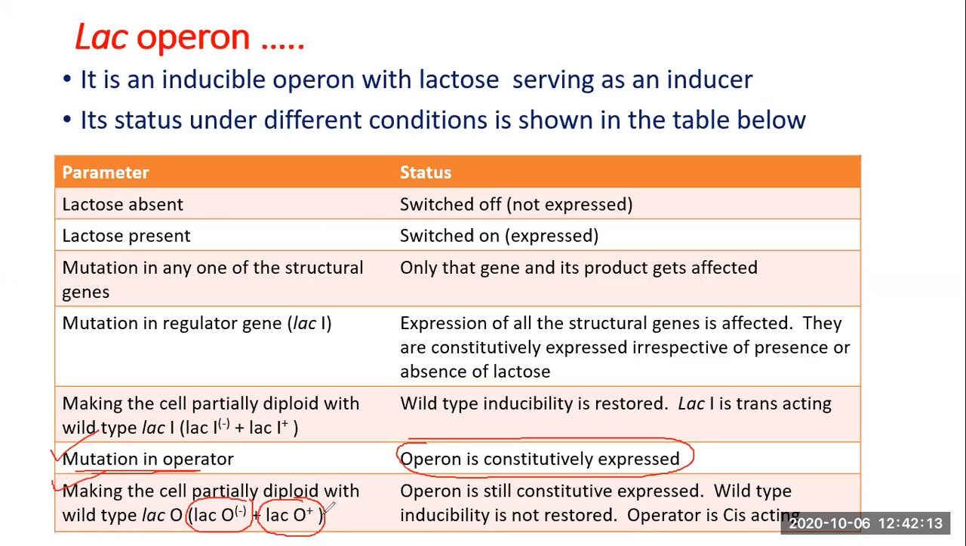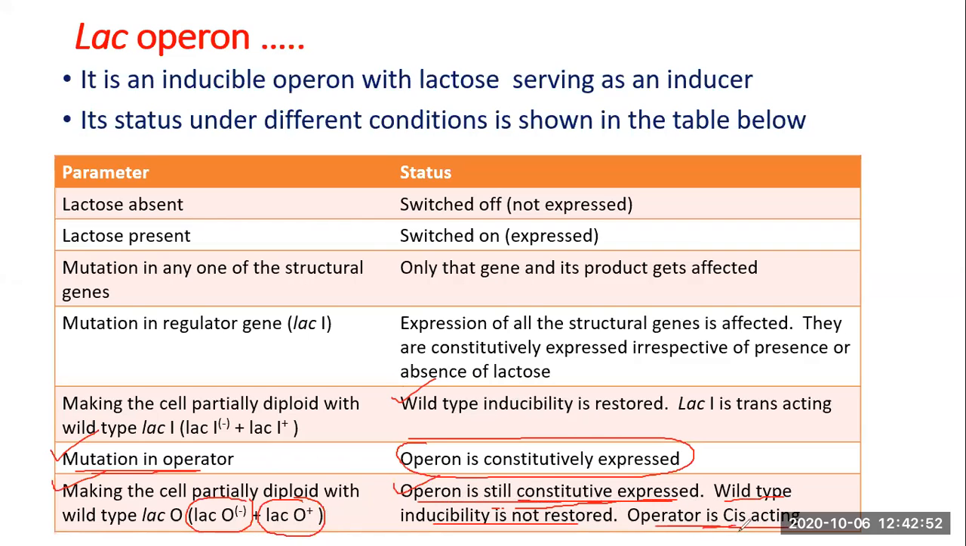So we have made the cell partially diploid for the operator region. So what is going to happen? Okay, the operon will remain constitutively expressed. Unlike when we added wild type Lac I and made it partially diploid for Lac I, and the wild type inducibility was restored, in this case, when you make it partially diploid for Lac O, the inducibility is not restored. The operon is still constitutively expressed because the operator is cis-acting.